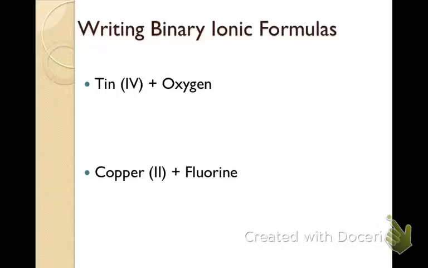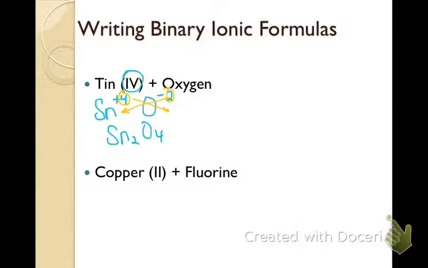So here we have tin, the Roman numeral 4, plus oxygen. So that Roman numeral is telling us that that tin is going to be a plus 4 charge. So again, it's really super helpful because it already tells you what the charge is. You don't need to look it up. Oxygen's going to be a negative 2. So when we crisscross the charges, that 4 comes down here, the 2 comes down there, and then you have Sn2O4. It's 2 to 4, so we can actually reduce this down to SnO2. Alright, so that's the formula.